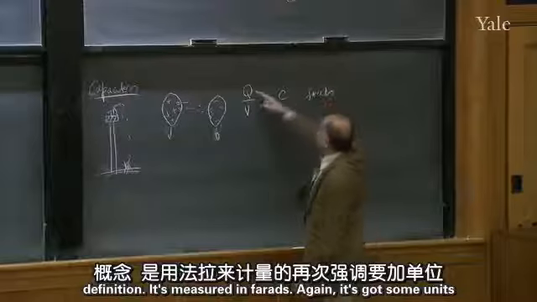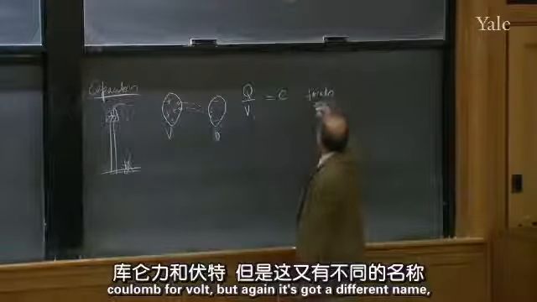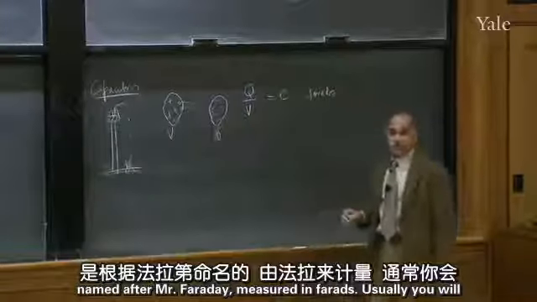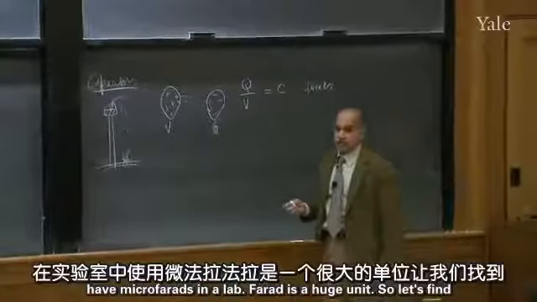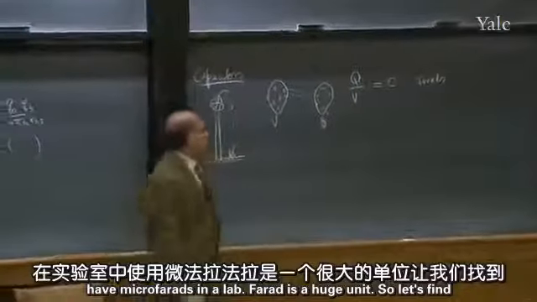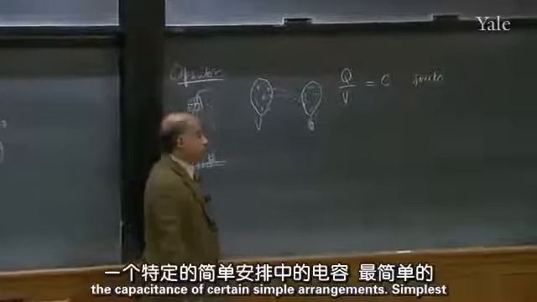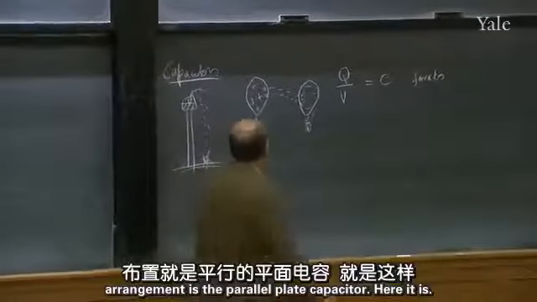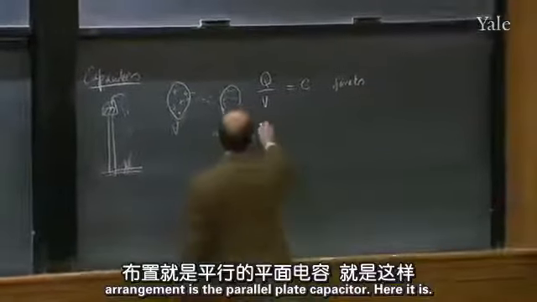Again, it's got some units, coulombs per volt, but again, it's got a different name, named after Mr. Faraday, measured in farads. Usually, you will have microfarads in a lab. A farad's a huge unit. So let's find the capacitance of certain simple arrangements. Simplest arrangement is a parallel plate capacitor.